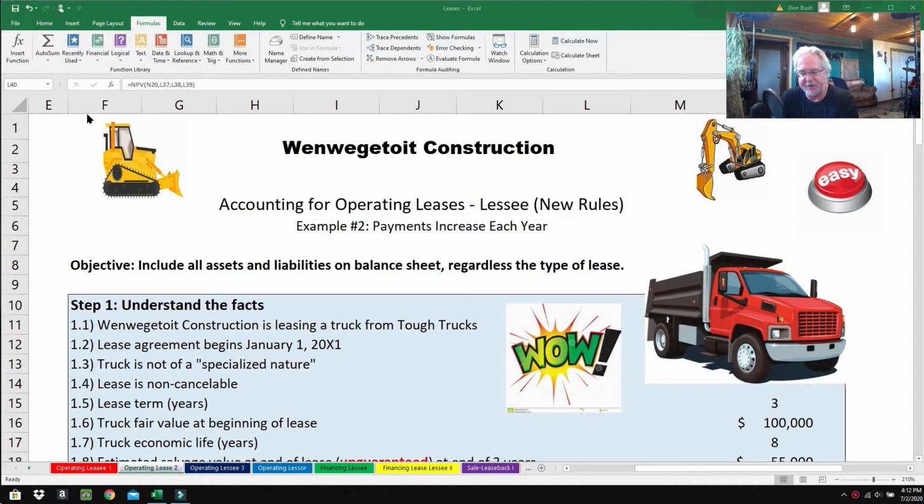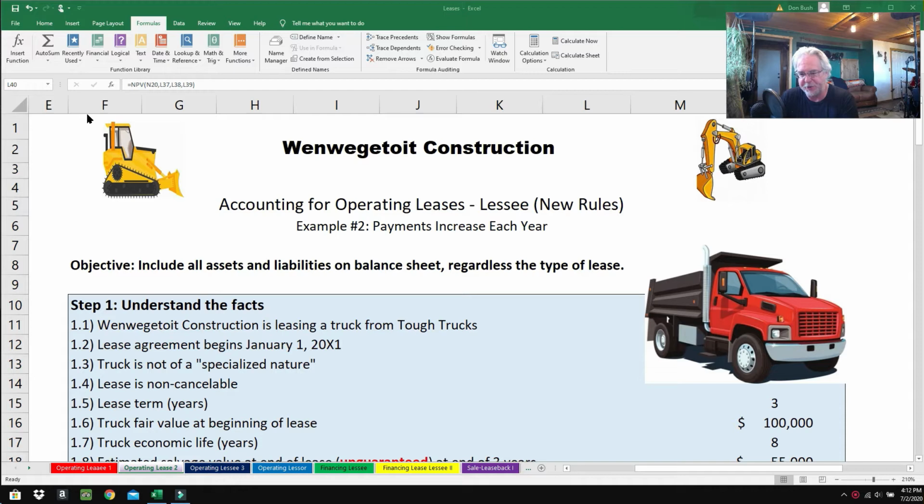Now, if I go too fast in example number 2 or leave things out, go back and watch example number 1. I take that one a little bit slower. It's very, very similar. And so why are we doing this? Well, accounting for operating leases is brand new. They've got brand new rules that they're implementing as we speak.